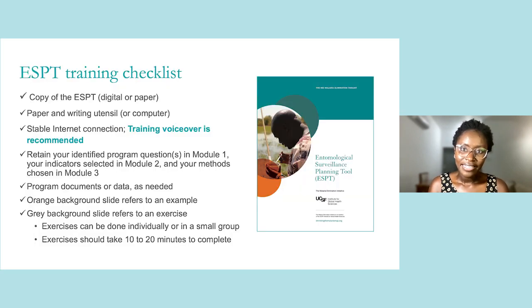Before we get started, let's revisit our training checklist. First, we recommend that you have either a digital or paper copy of the ESPT in front of you. And please also have a notepad and writing utensils such as a pencil or pen. We ask that you retain your program question or questions identified in Module 1, as well as your indicators selected in Module 2, and your methods chosen in Module 3. Remember that each module builds on the previous module.